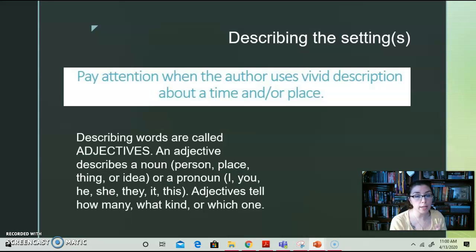Describing words are called adjectives. An adjective describes a noun. And pause for a second. A noun is a person, place, thing, or idea. An adjective can also describe a pronoun, which is like I, you, he, she, they, it, or this. Adjectives tell how many, what kind, or which one.